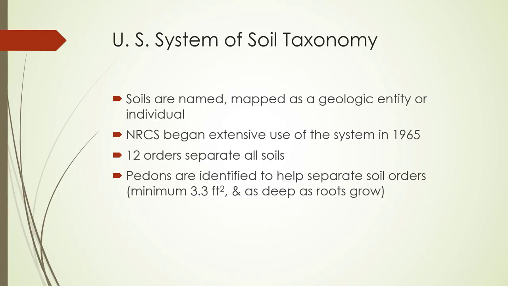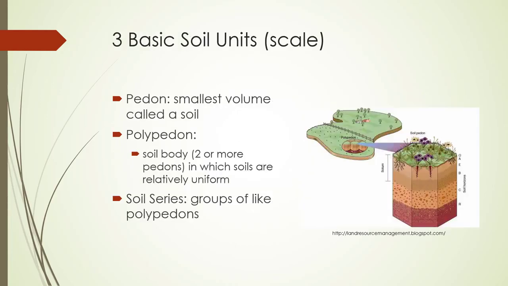So pedons are identified to help separate soil orders, and this would be a minimum of 3.3 square feet and as deep as the roots are growing. So a pedon is the smallest volume called a soil. A polypedon is a soil body, 2 or more pedons in which the soils are relatively uniform, and then a soil series is going to be a group of like polypedons.